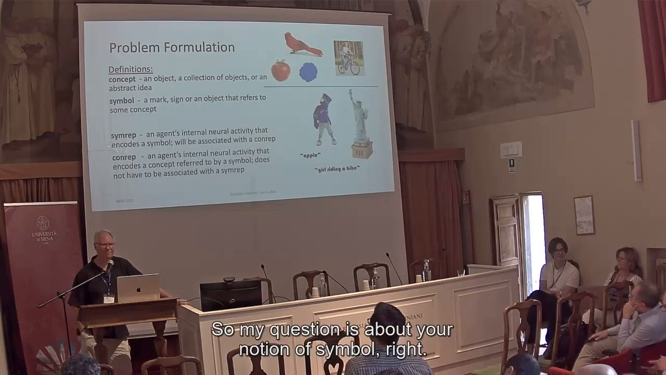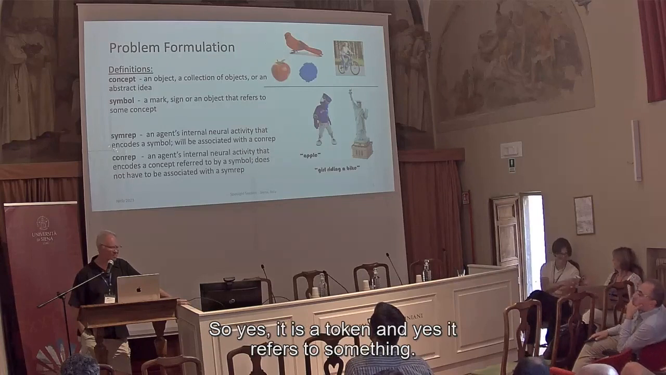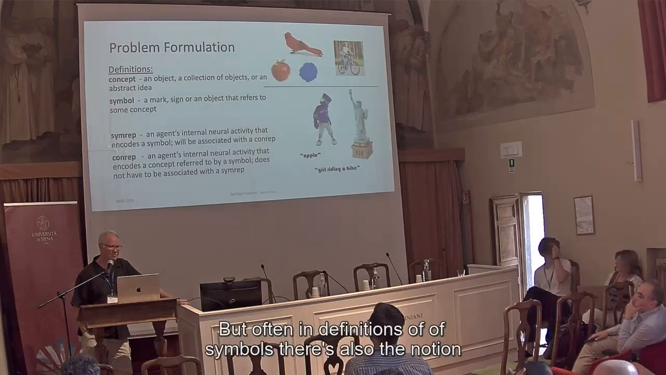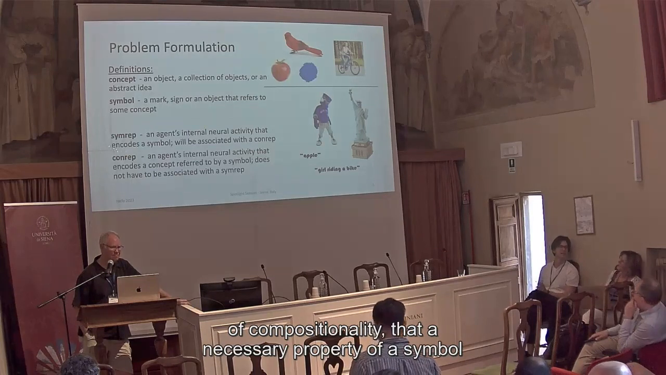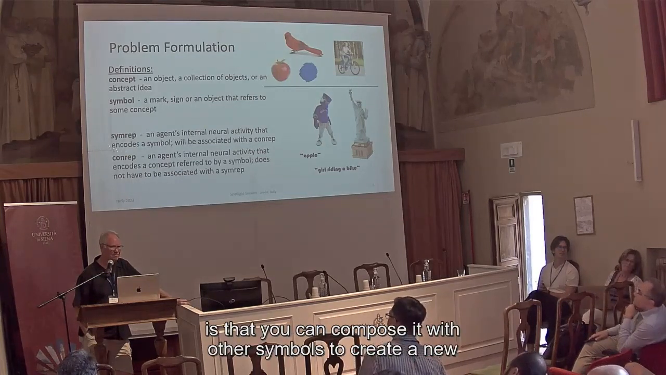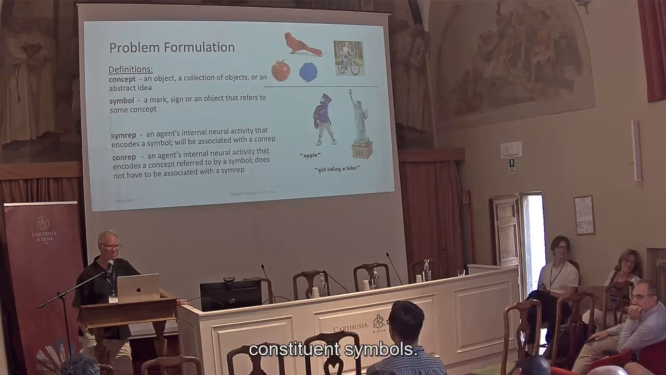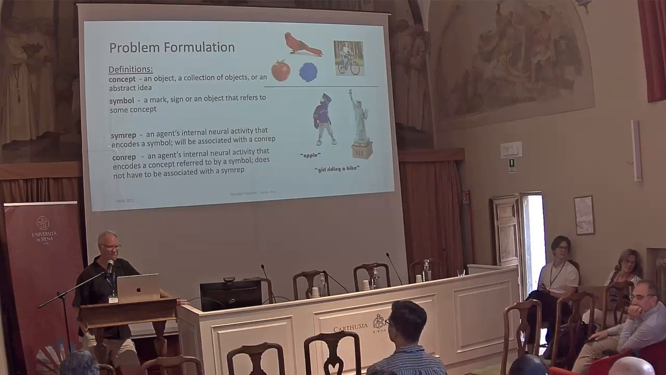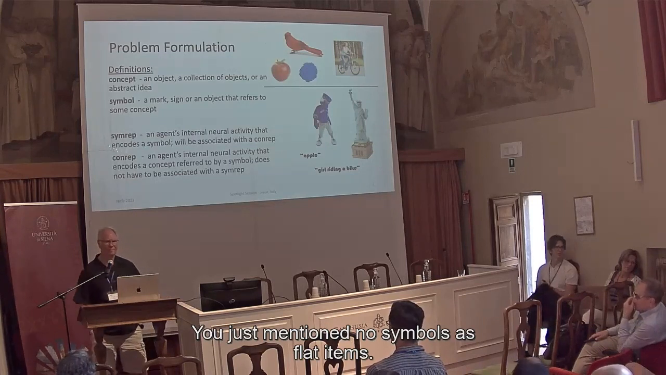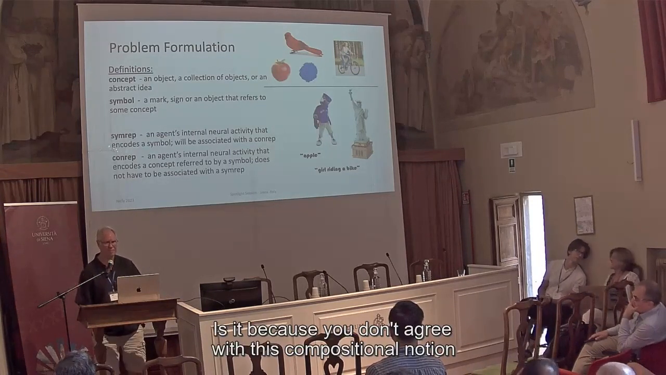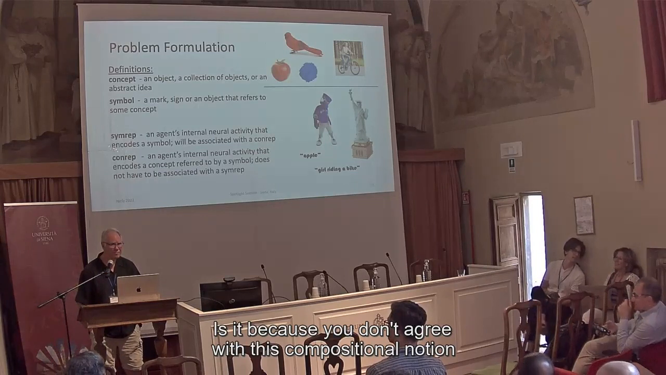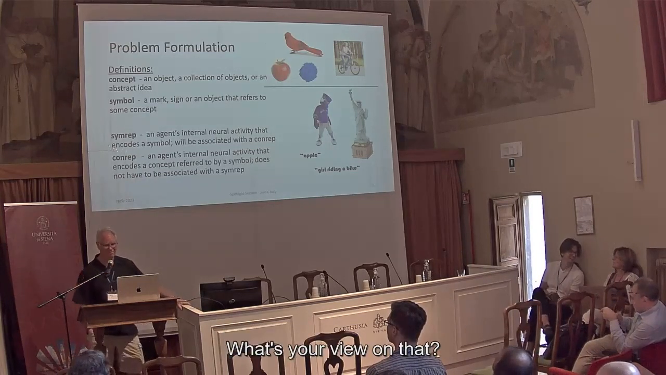So my question is about your notion of symbol, right? So yes, it is a token, and yes, it refers to something, but often in definitions of symbols, there's also the notion of compositionality, that a necessary property of a symbol is that you can compose it with other symbols to create a new composite symbol whose meaning is derived from the constituent symbols. You just mentioned symbols as flat items. Is it because you don't agree with this compositional notion, or you just didn't get to talk about it? What's your view on that?